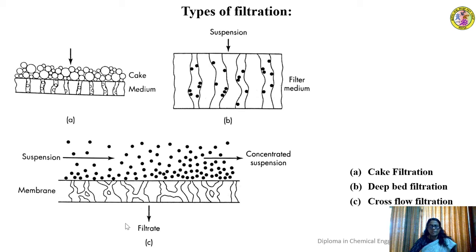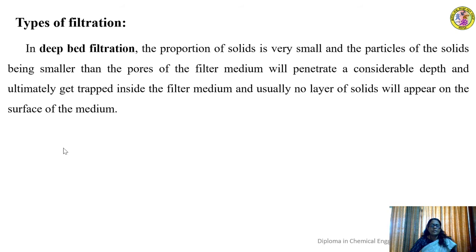There is one more filtration type called cross flow filtration. Here the suspension or the slurry will flow in a direction parallel to the surface of the filter medium. So this is also one type of filtration, but it is not that widely found compared to the first two types of filtration. So that is about the different types of filtration.